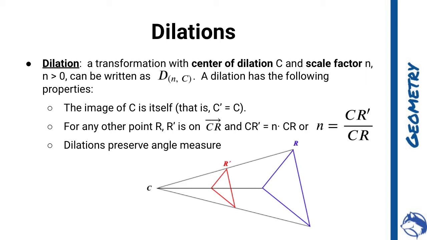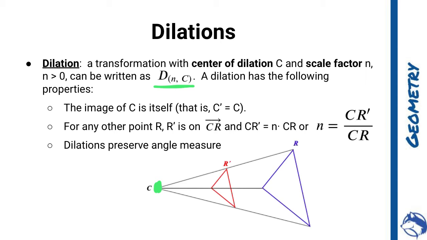So that center shows up right down over here. So I'm going to do that in green. And it has a scale factor of n, which means that it's getting either larger or smaller depending on what happens. N always has to be greater than 0. The notation is it's a large uppercase D with, in parentheses in the subscript, it's n comma C. And so a dilation has the following properties.